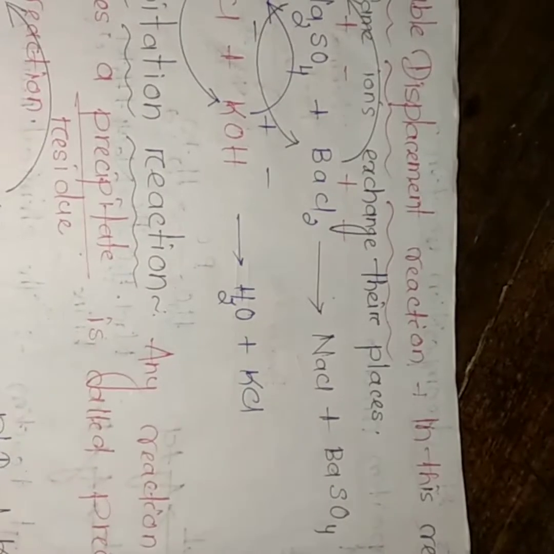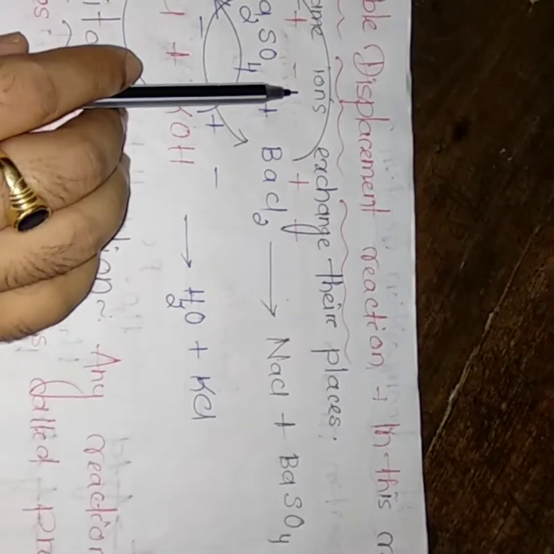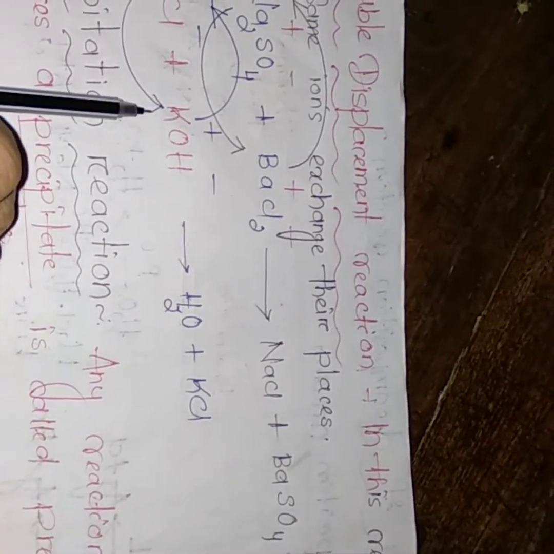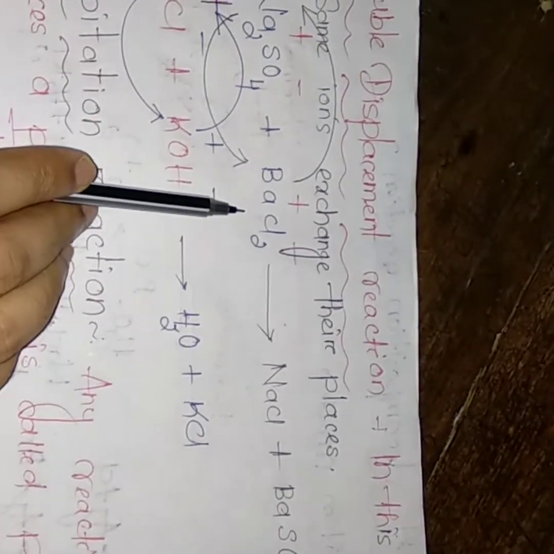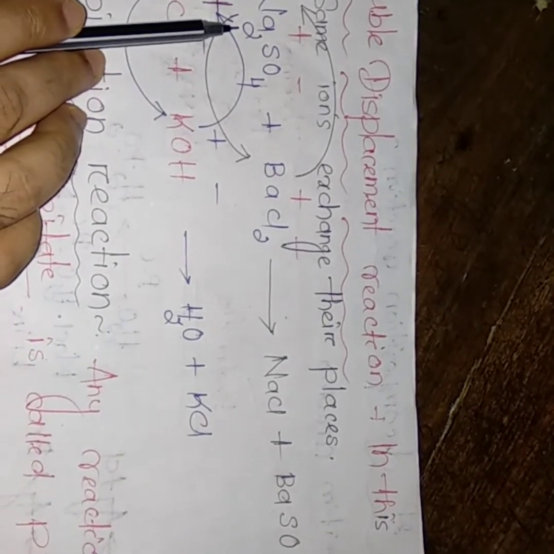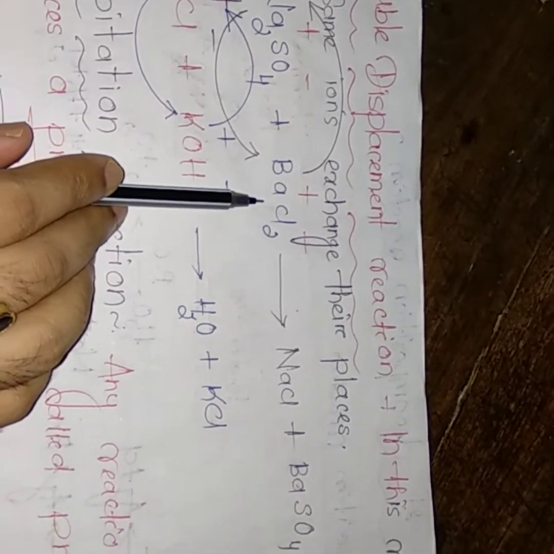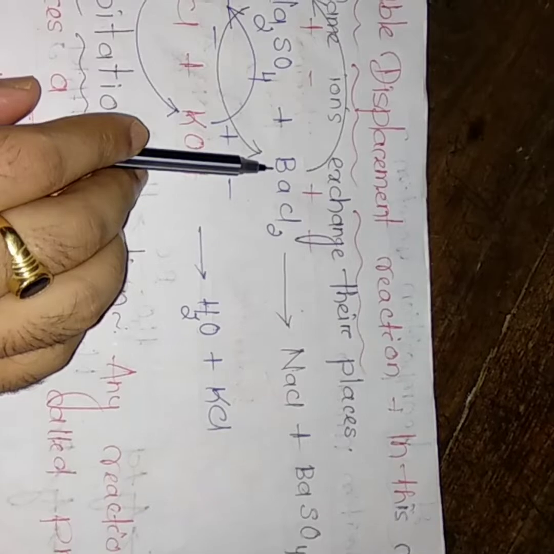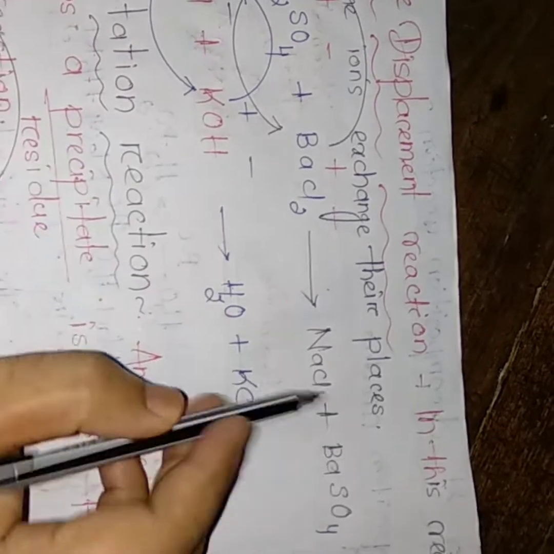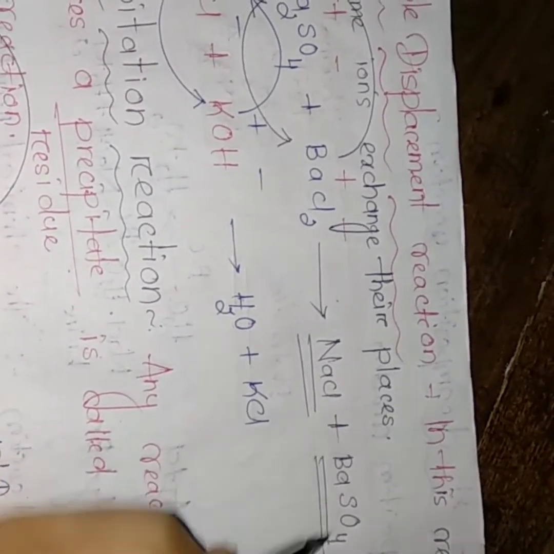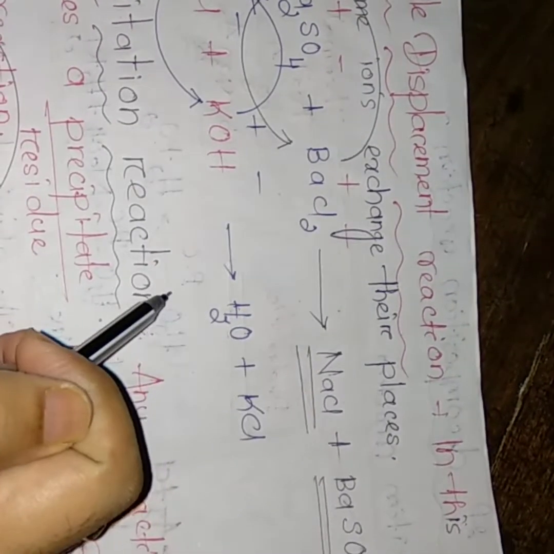Then comes double displacement reaction. See, in this reaction, the ions exchange their places. This is sodium sulfate and this is barium chloride. Sodium sulfate is an ionic compound. Barium sulfate is also an ionic compound. Done. So see, here the positive ions exchange their places. Sodium sulfate combines with barium chloride and you will get sodium chloride with barium sulfate. Both the positive ions have completely changed their places. This is double displacement reaction.